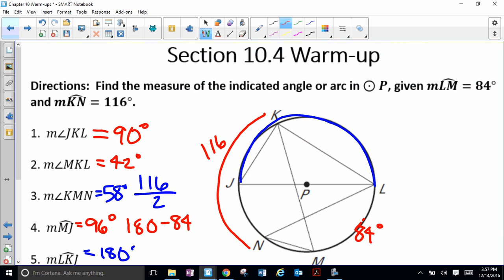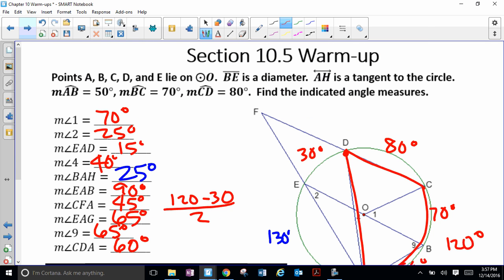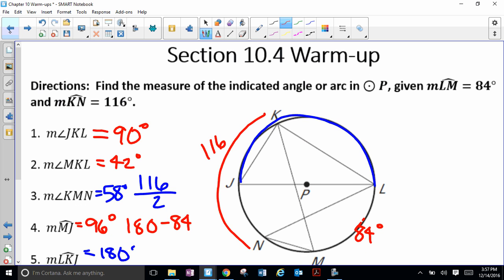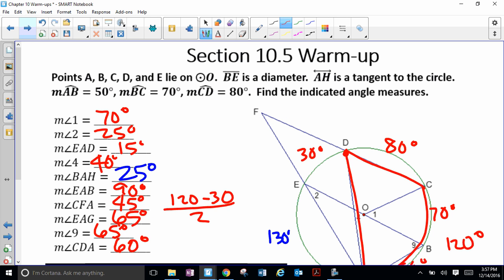These two warm-ups are very similar to what your quiz looks like. You'll have a front and a back again, so it'll look very similar to 10-4 on the front and similar to 10-5 on the back, where you have one that's a little more involved. Okay.